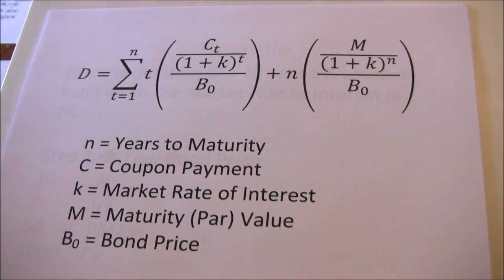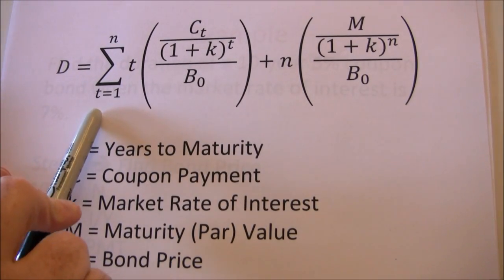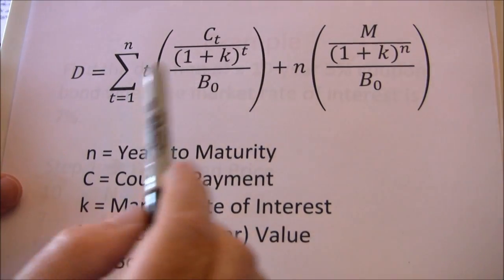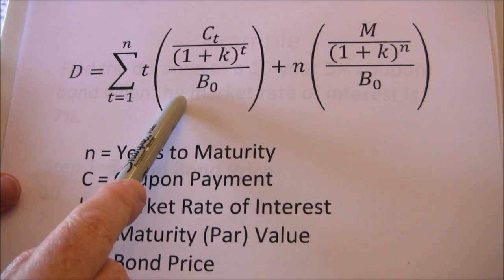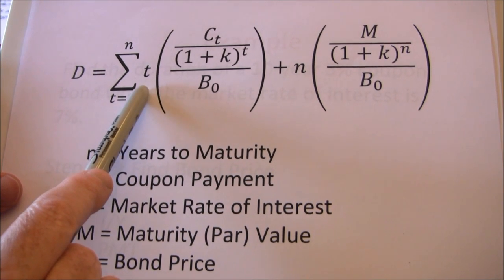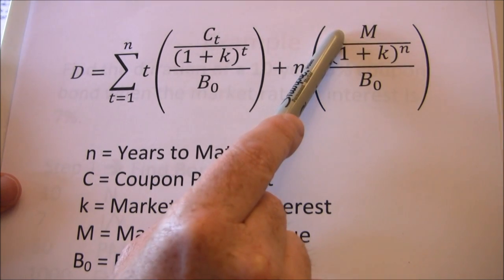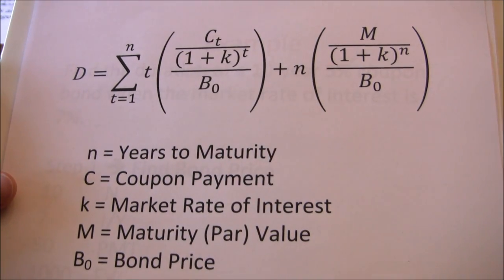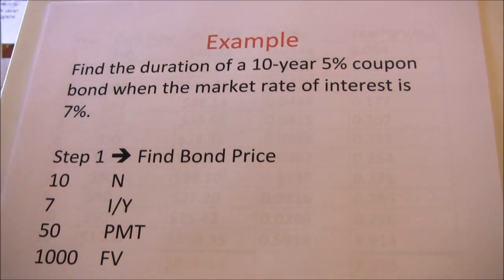And try not to cringe when you see this next little slide here. Here's our formula for calculating duration. Duration is the sum from t equals 1 to n, where n is the years to maturity. C is the coupon payment, so we need the present value of the coupon payment divided by the bond price times t for each year until maturity, plus the number of years to maturity times the present value of the maturity price, or par value, divided by the bond price. Big messy formula. Let's go ahead and put it into action with an example.